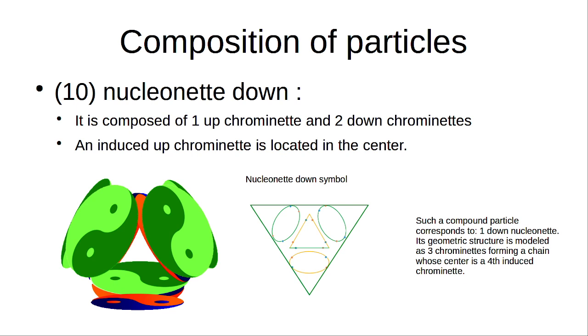10. Nucleonate down. It is composed of one up chrominate and two down chrominates. An induced up chrominate is located in the center. It is just a neutron without free electric charge. Here is the nucleonate down symbol.